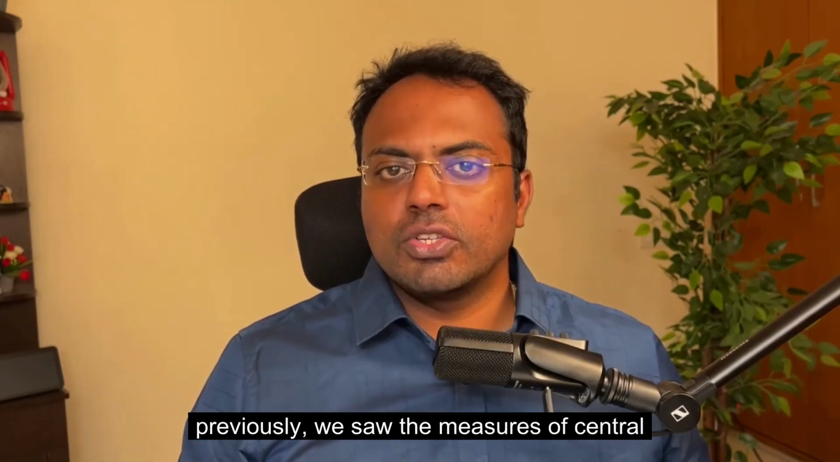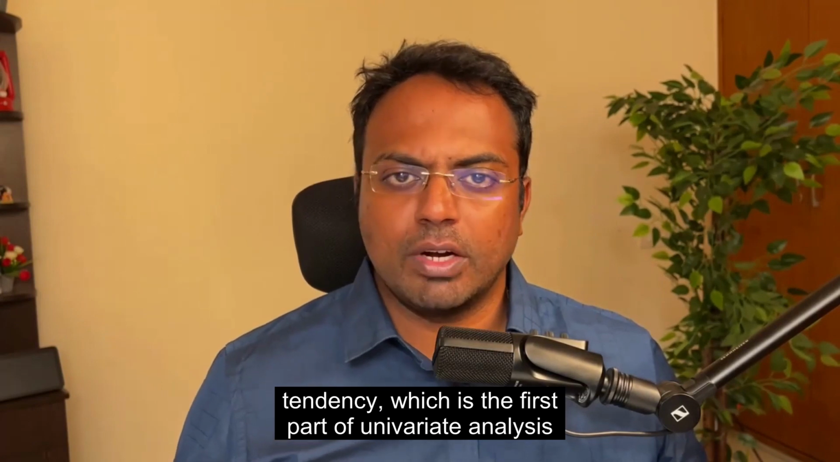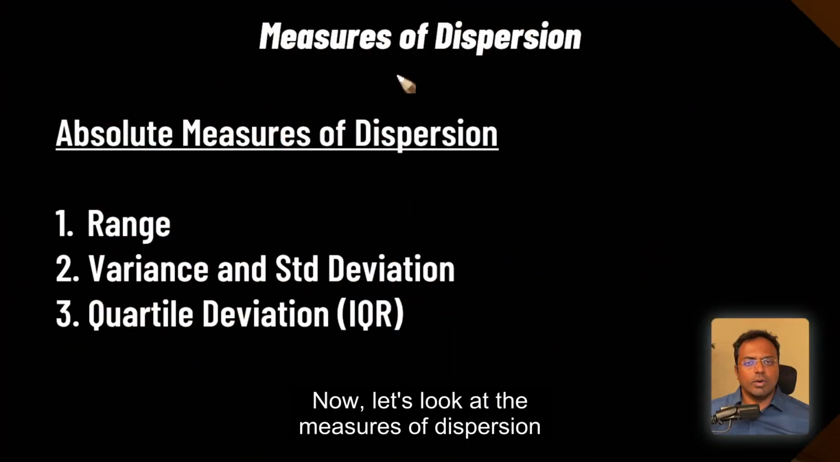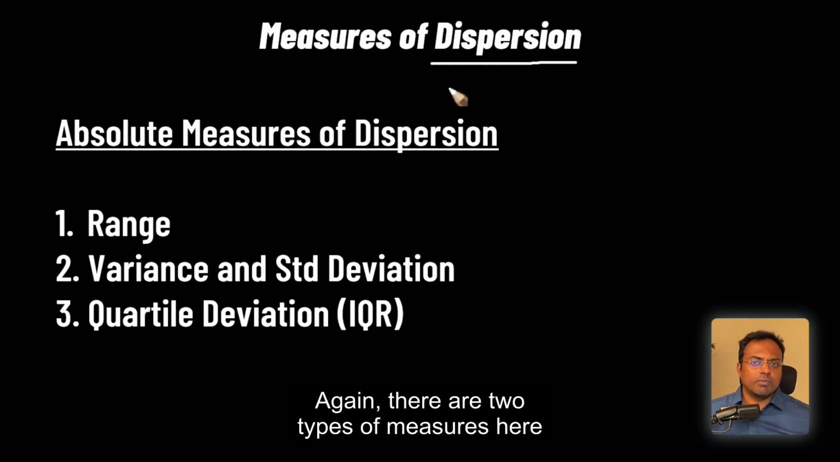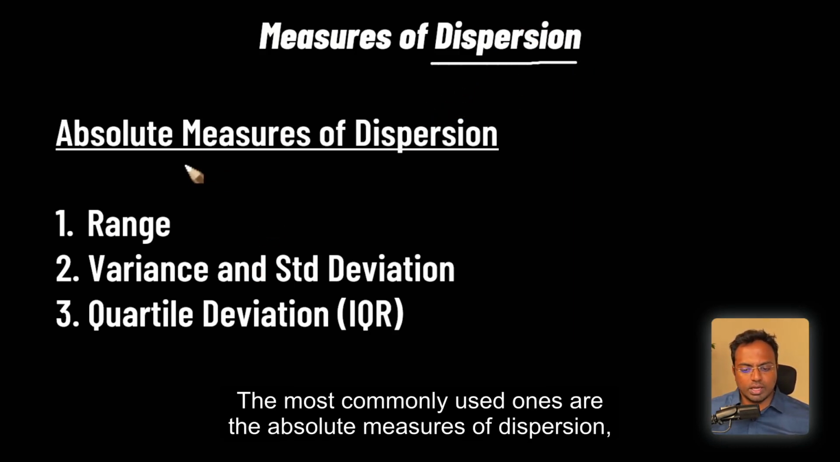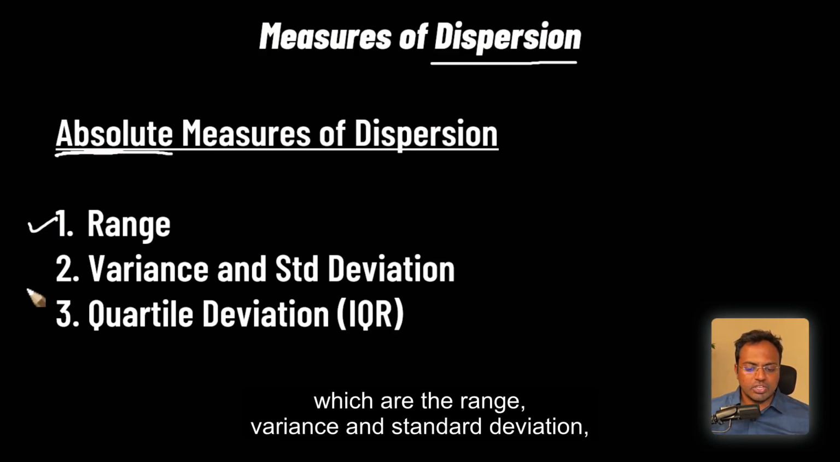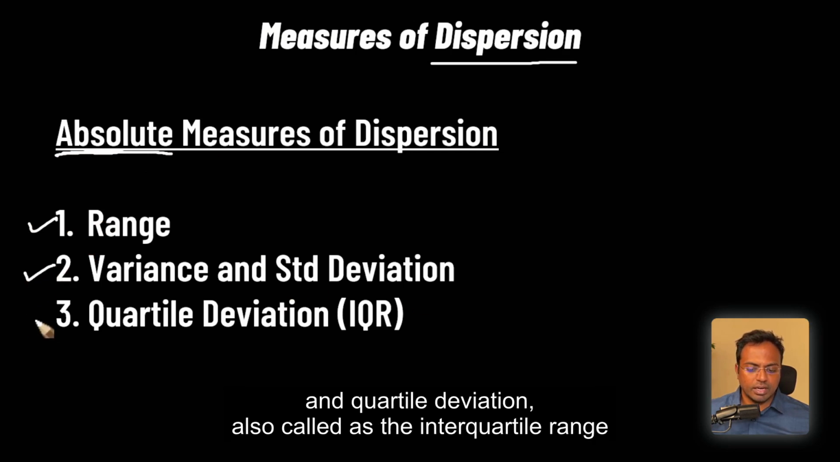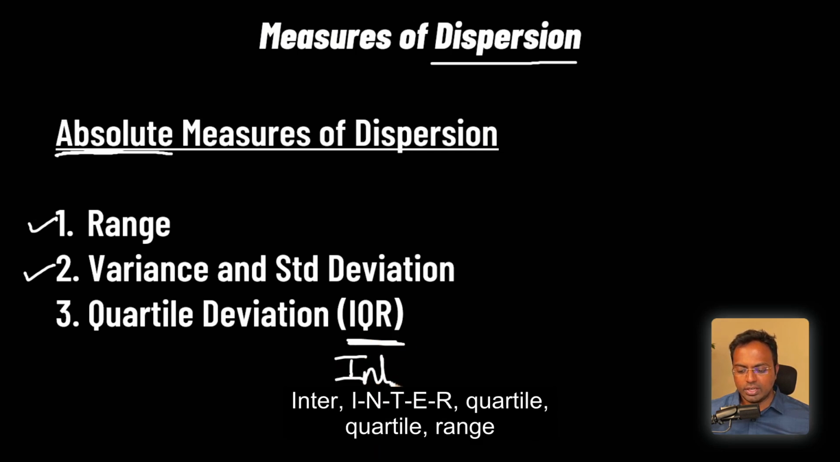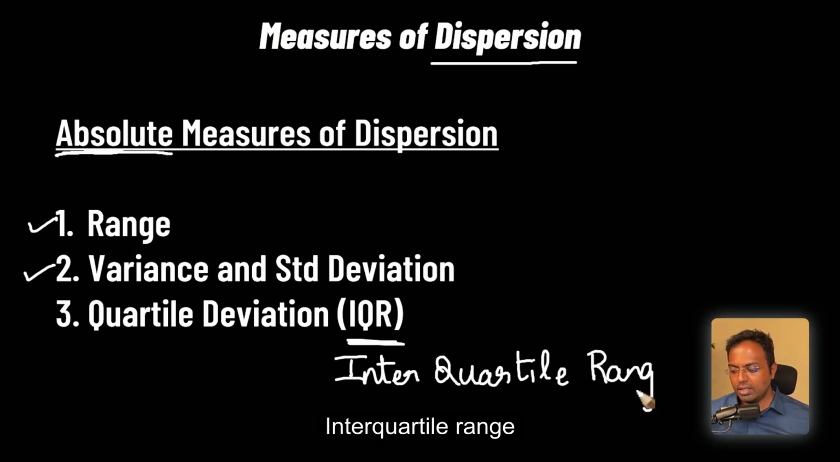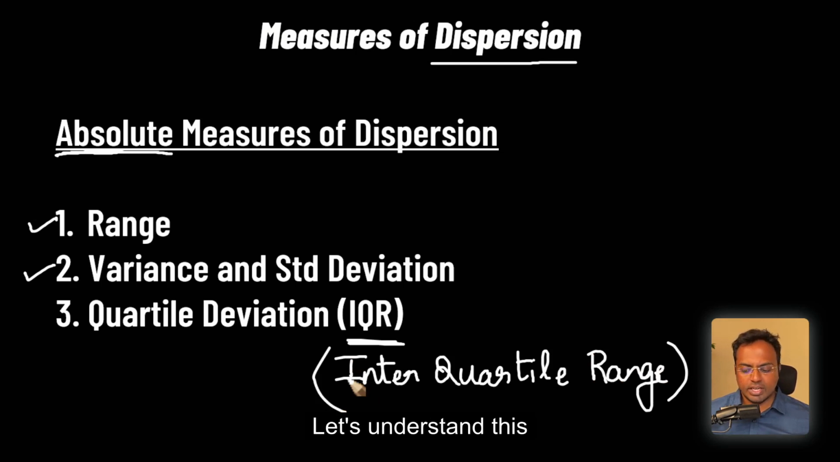Previously, we saw the measures of central tendency, which is the first part of univariate analysis. Now, let's look at the measures of dispersion. Again, there are two types of measures here. The most commonly used ones are the absolute measures of dispersion, which are the range, variance and standard deviation, and quartile deviation, also called the interquartile range. Interquartile range. Let's understand this.